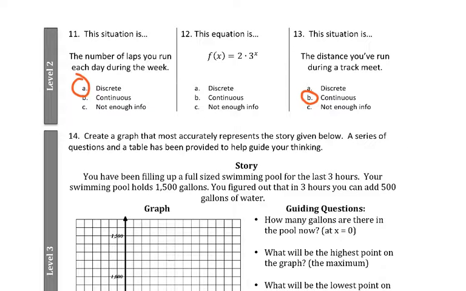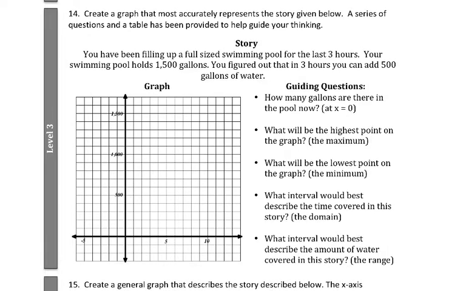All right, let's go ahead and continue to level 3. So level 3 gives us kind of a big story. I want to help you get started with the story, but I won't answer all of the questions. The question asks us to create a graph that most accurately represents the story. So we really have to think about what the story is telling us and how we're supposed to graph it.